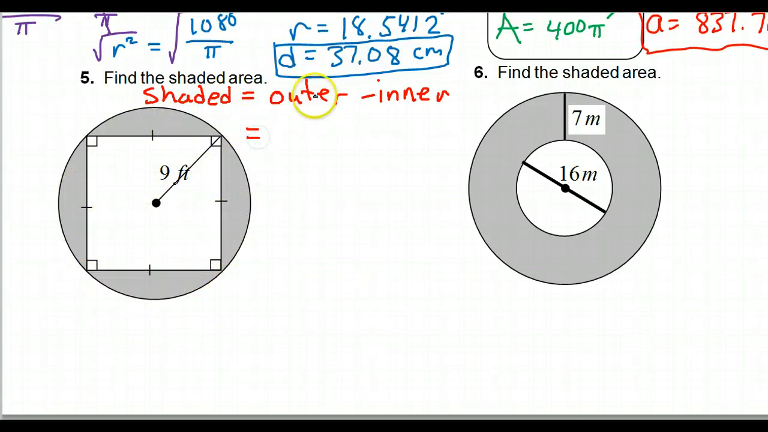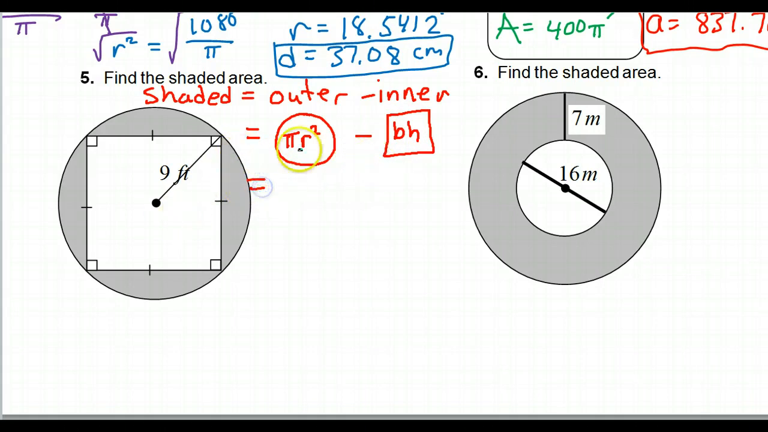So in this case, the outer shape is the circle. So it's the circle minus, and the inner shape is the square. So this is my strategy: the circle minus the square. Now keep in mind the formula. For a circle, the area is pi r squared, so I'll be doing that. For a square, the area is base times height. Now, the circle part is easy because all we need is a radius, and there it is. So this is going to be pi times 9 squared. So we're all set up for that.